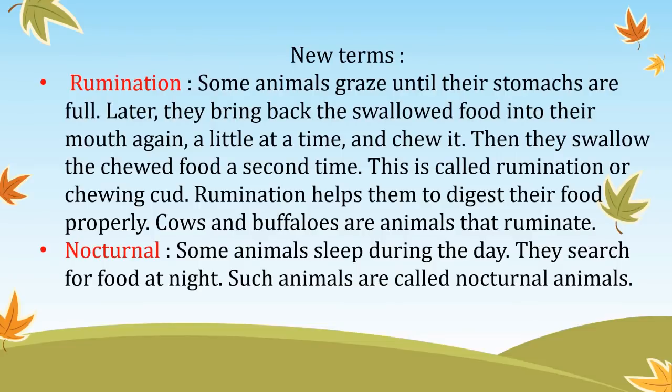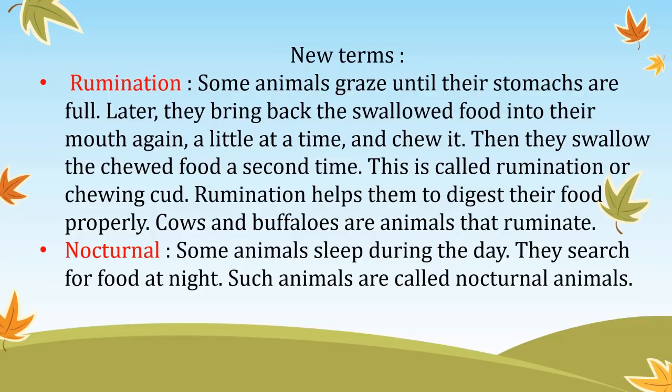The new terms are rumination. Some animals graze until their stomachs are full. Later, they bring back the swallowed food into their mouth again, a little at a time, and chew it. Then they swallow the chewed food a second time. This is called rumination or chewing the cud. Rumination helps them to digest their food properly. Cows and buffaloes are animals that ruminate.